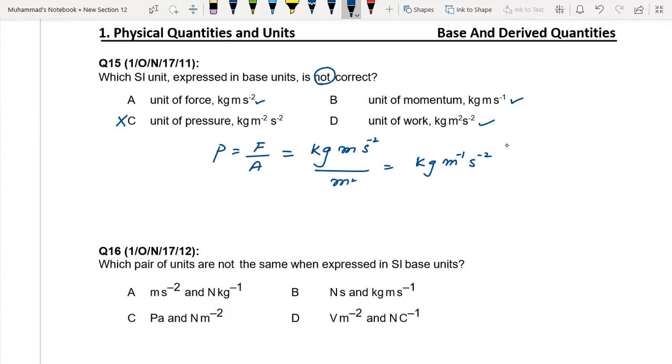Most students forget this "not" and just pick option A, because they see that the unit of force is kg meter per second square and they go for it. But you have to be very careful about these words, for example, "not".